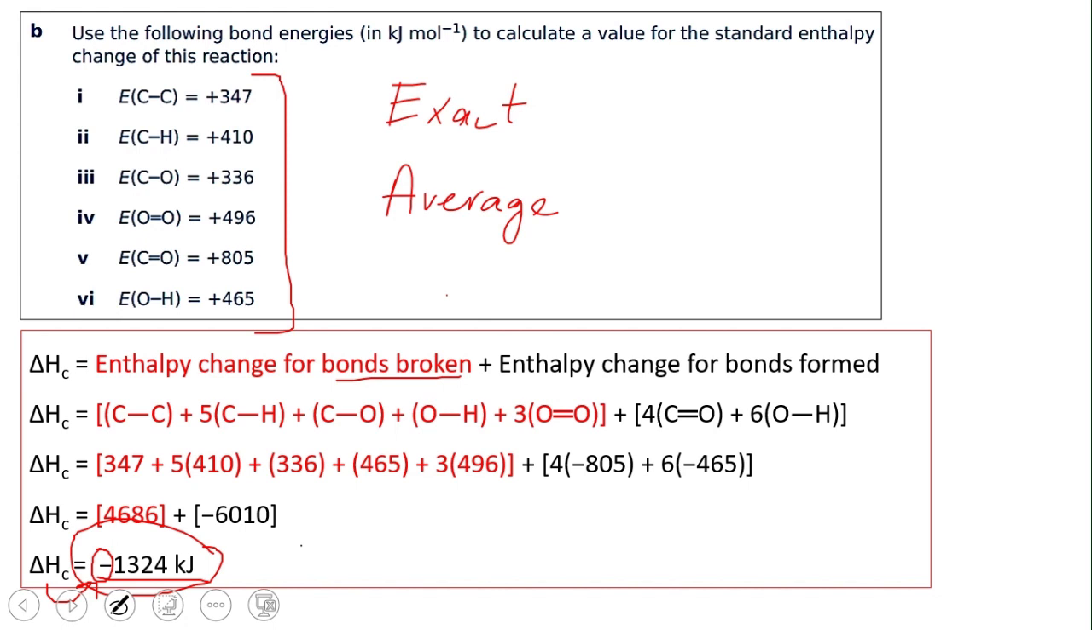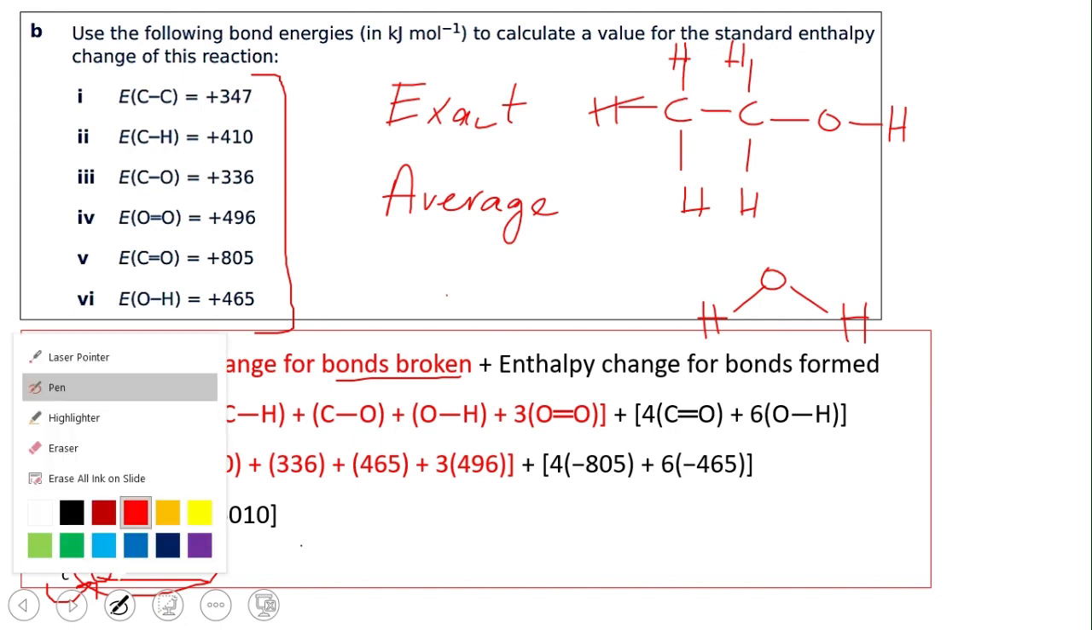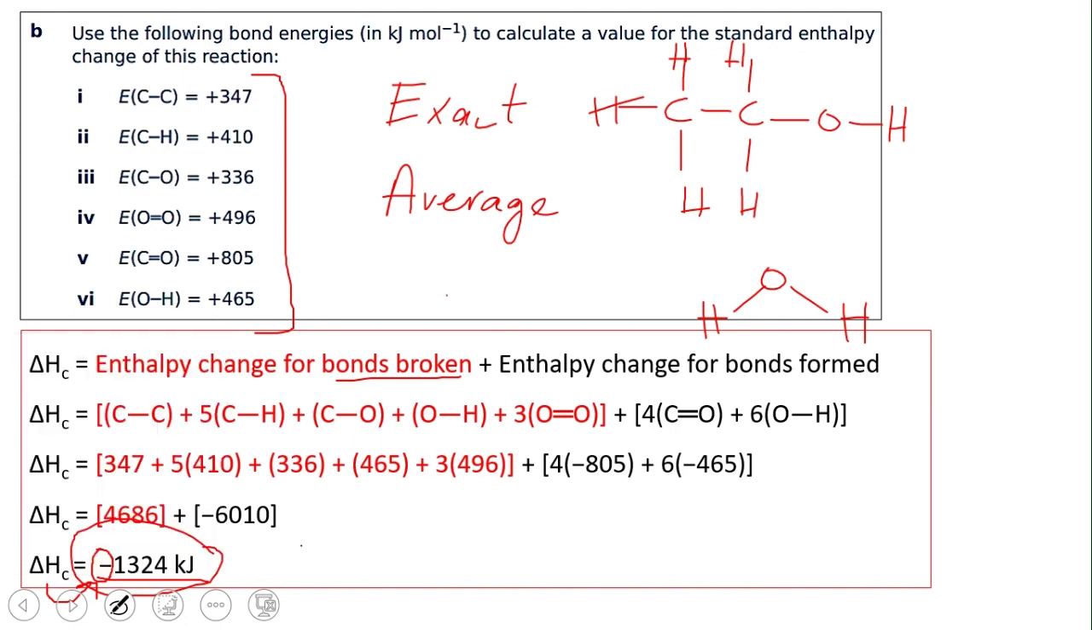Let's take an example here so that you can understand what the exact bond energies and the average bond energies are. We have, let's say, ethanol, C2H5OH, and we have, let's say, a water molecule. And we are going to see the bond energies of the OH. We have one OH bond here, and we have one OH bond here.